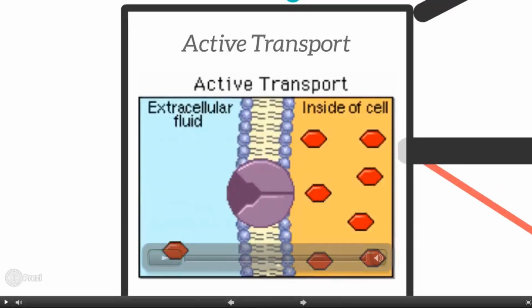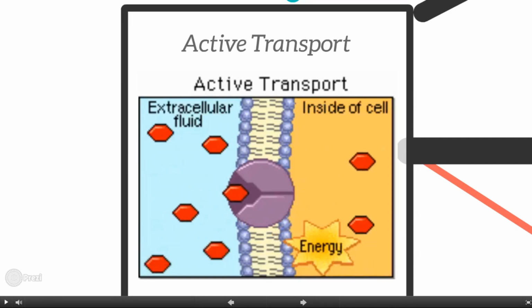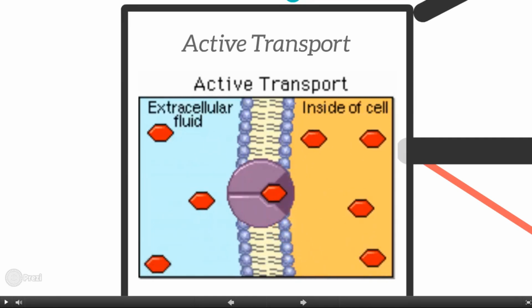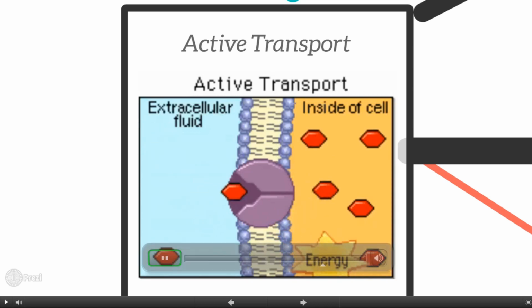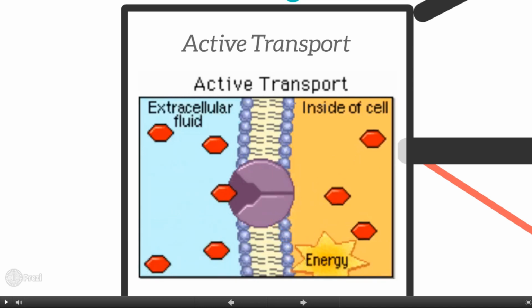Active transport. It is the net movement of molecules and ions across a membrane against the concentration gradient, from the region of lower concentration to the region of higher concentration. It needs a carrier, and it needs an additional source of energy.